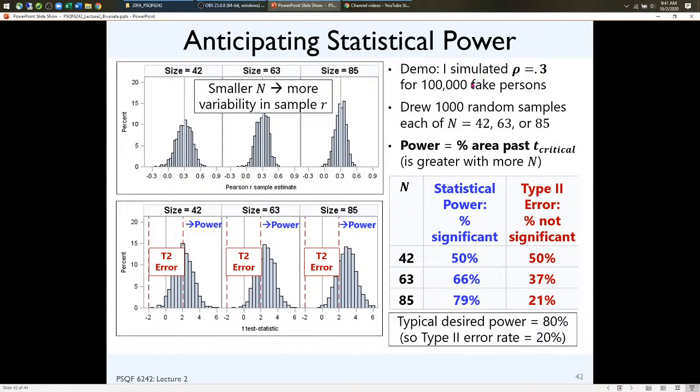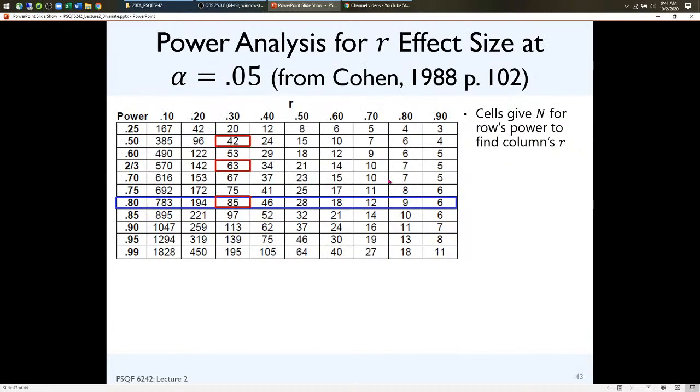Or if it is a case where I have an effect going in, then I may manipulate the sample size until I hit the 80% mark. But it does require actually generating data with which to do this empirically rather than looking at ready-made tables.